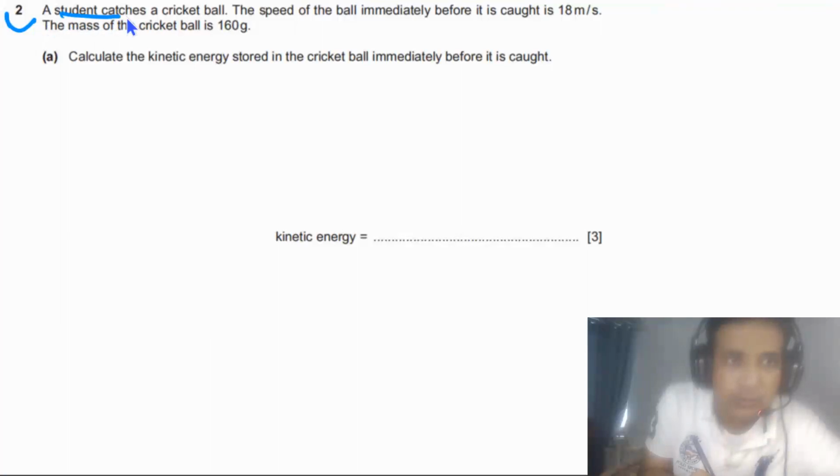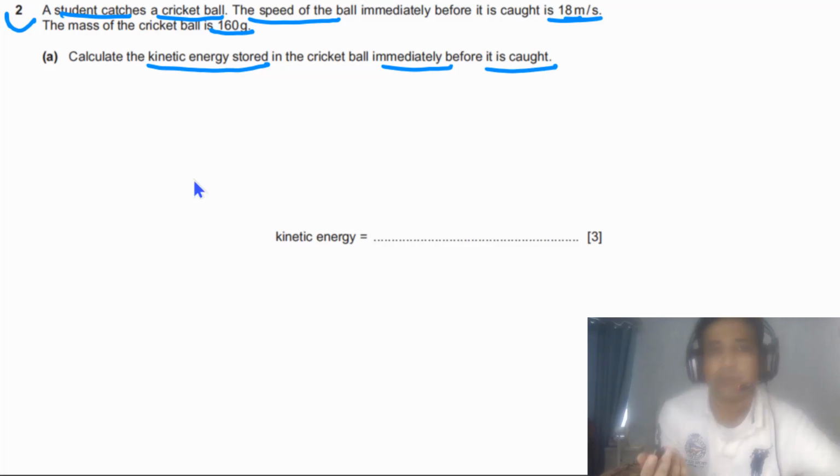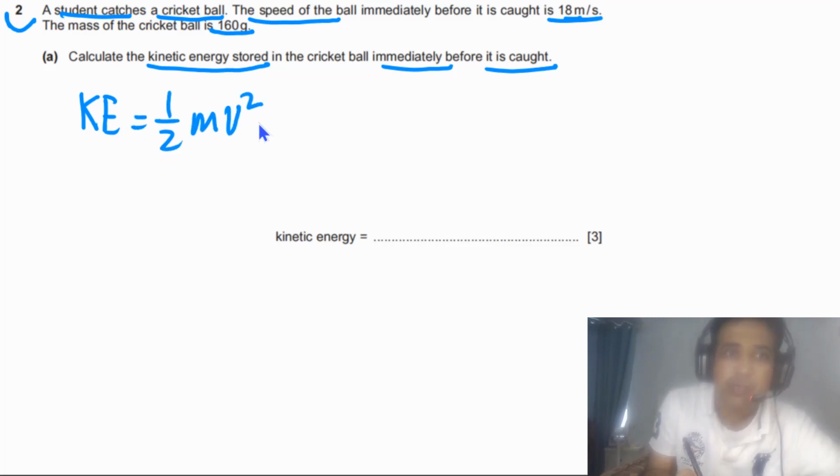Question 2 says a student catches a cricket ball. The speed of the ball immediately before it is caught is 18 meters per second. The mass of the cricket ball is 160 grams. Calculate the kinetic energy stored in the cricket ball immediately before it is caught. For this question, simply we need to calculate kinetic energy. So first of all, we need to understand kinetic energy is equal to 1/2 mv squared. For this question, we have the mass of the ball, that is 160 grams. So we have to convert this into kilograms.